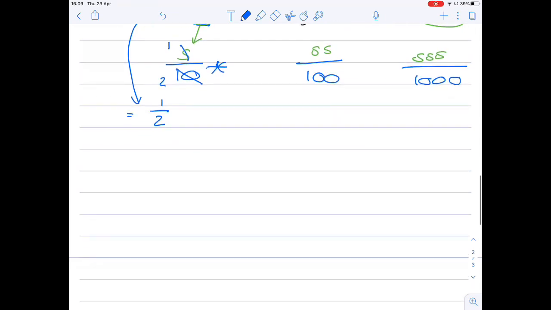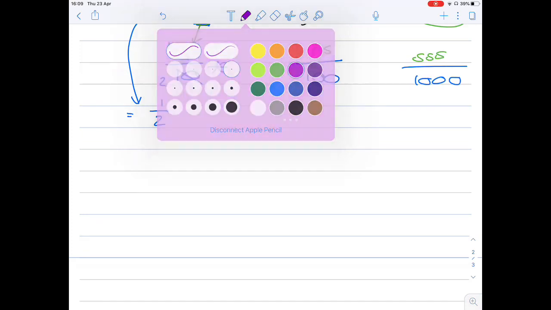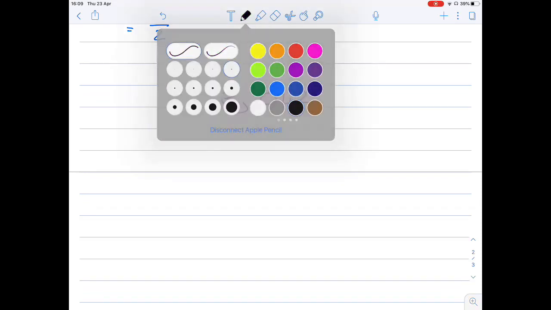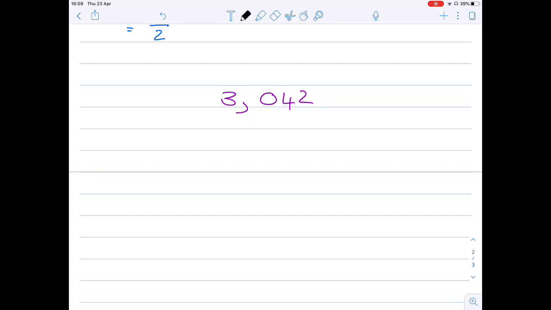Now, another way we can convert these, if I give you a whole number in front. Let's say you've got 3,042, and I ask you to change that for me to a fraction. This is what you need to ask yourself. Number one, how many whole numbers do I have? In other words, how many numbers do I have in front? In this case, I've got 3. That is a whole number. It has nothing to do with your fraction.